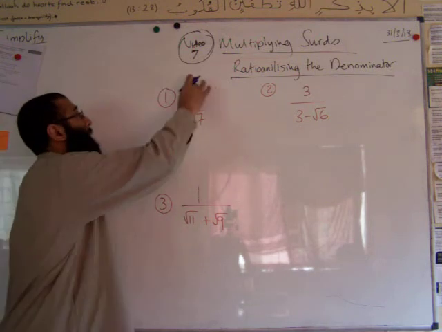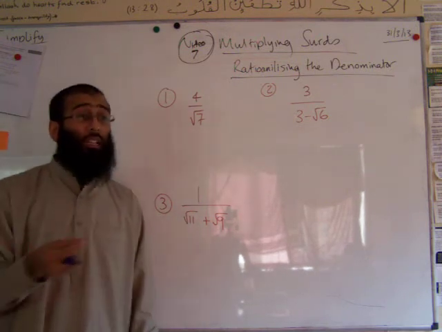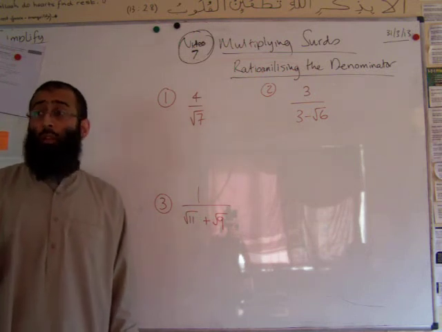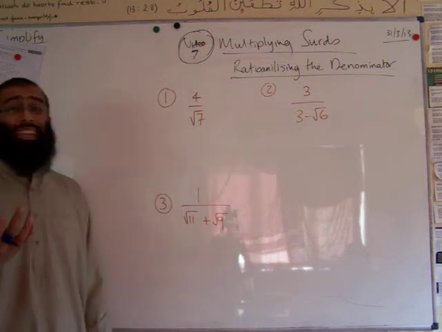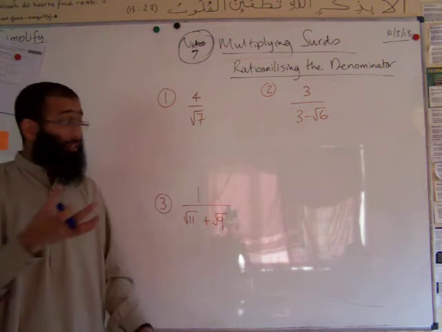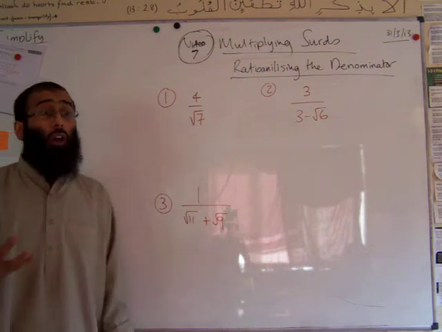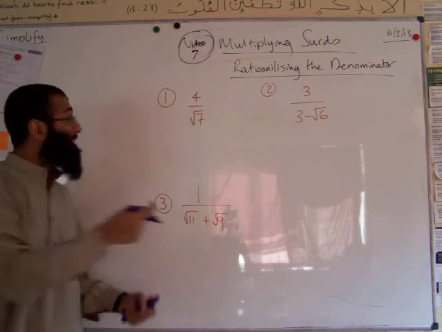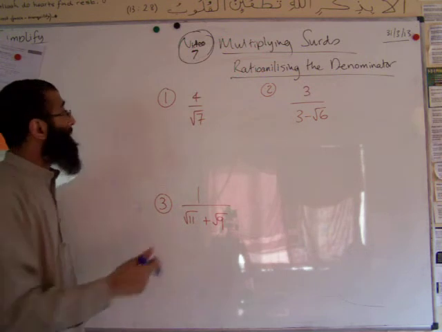Before we start question number 1, which says 4 over root 7, what does the word rationalizing mean in the first place? Root 7 is a surd. It means it's a number that cannot be expressed as a whole number or a fraction. At the moment it can't. So by saying we are going to rationalize it, we're going to change it into a whole number.